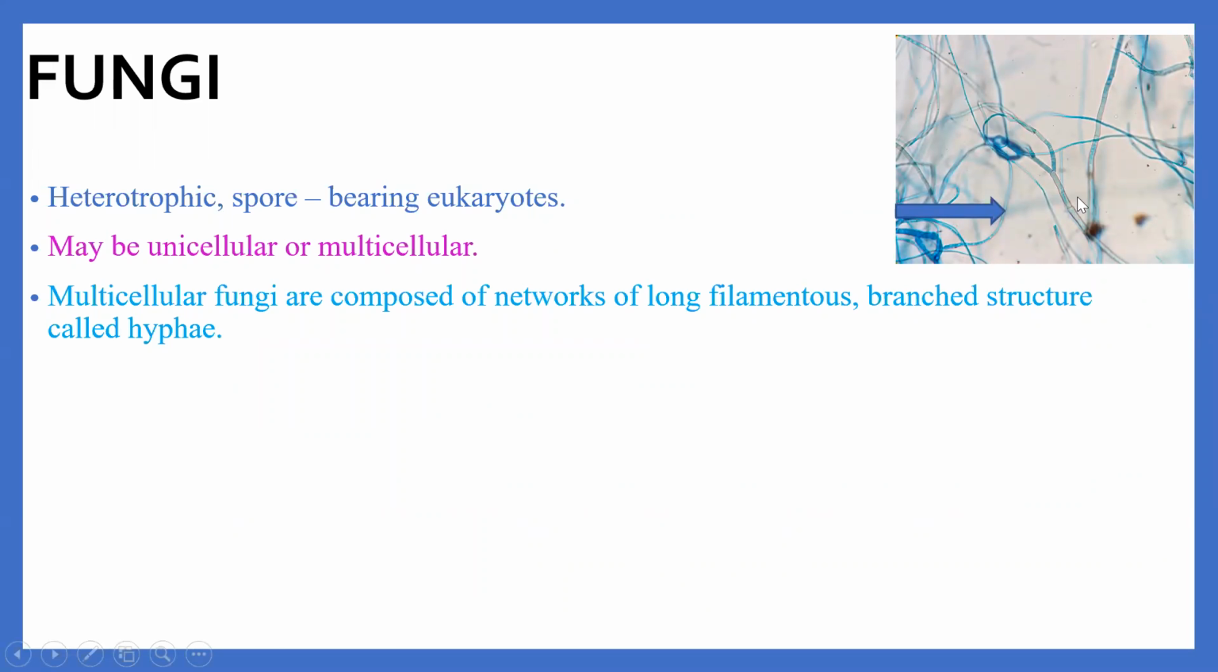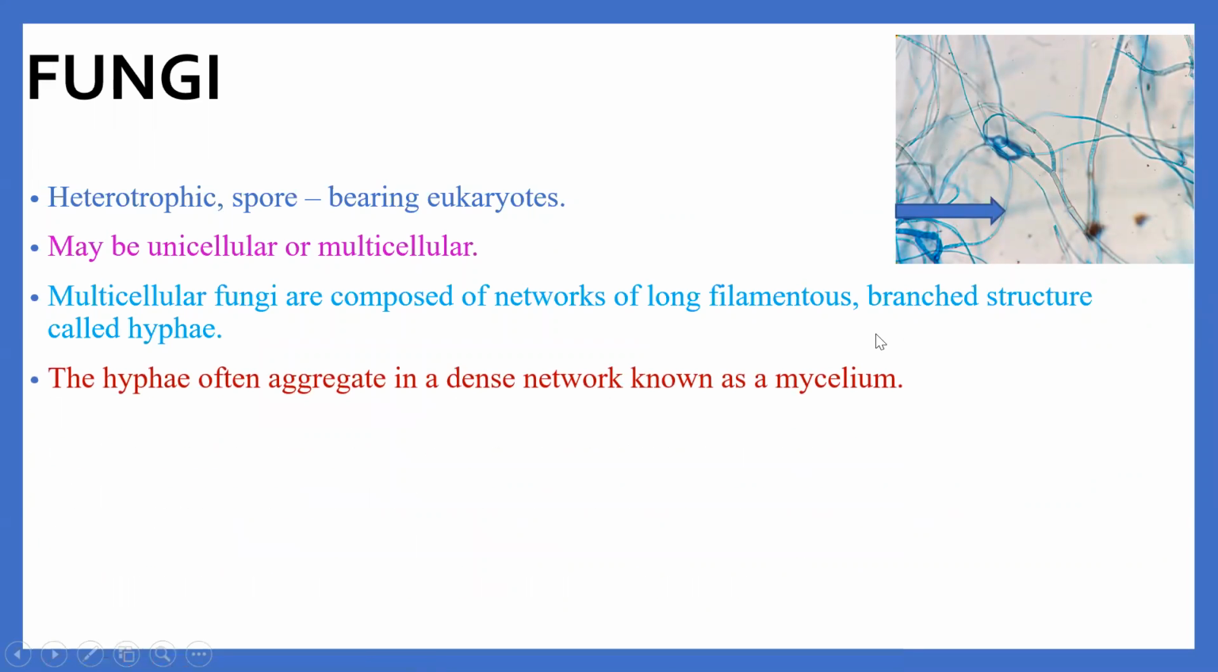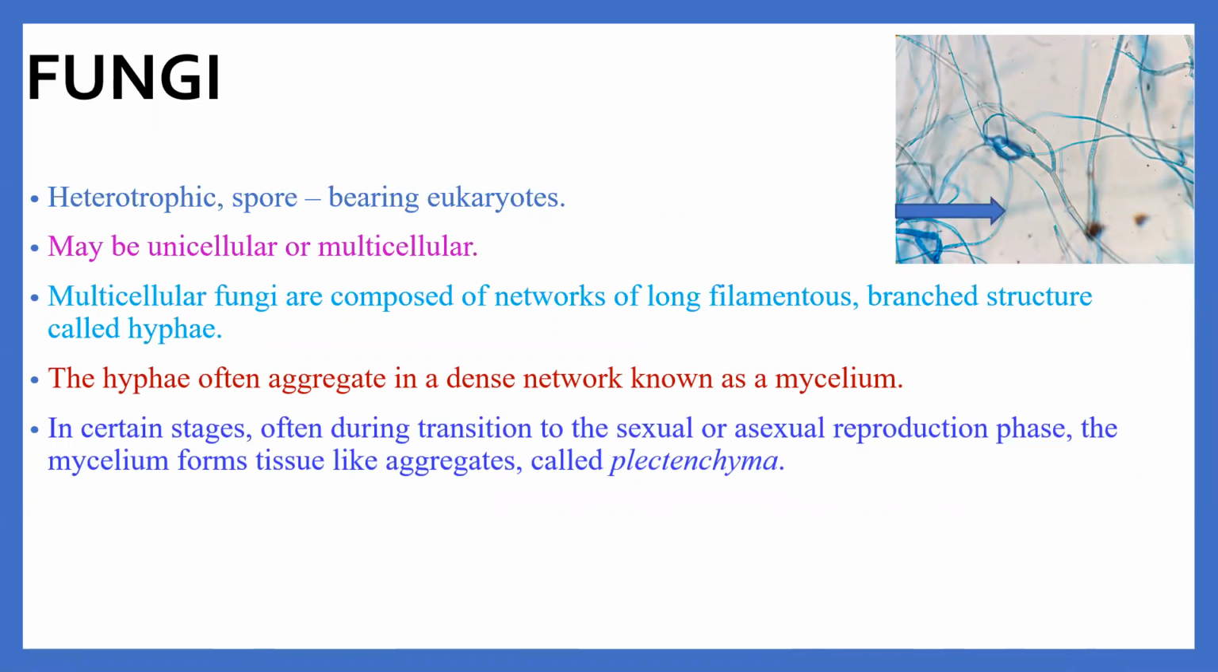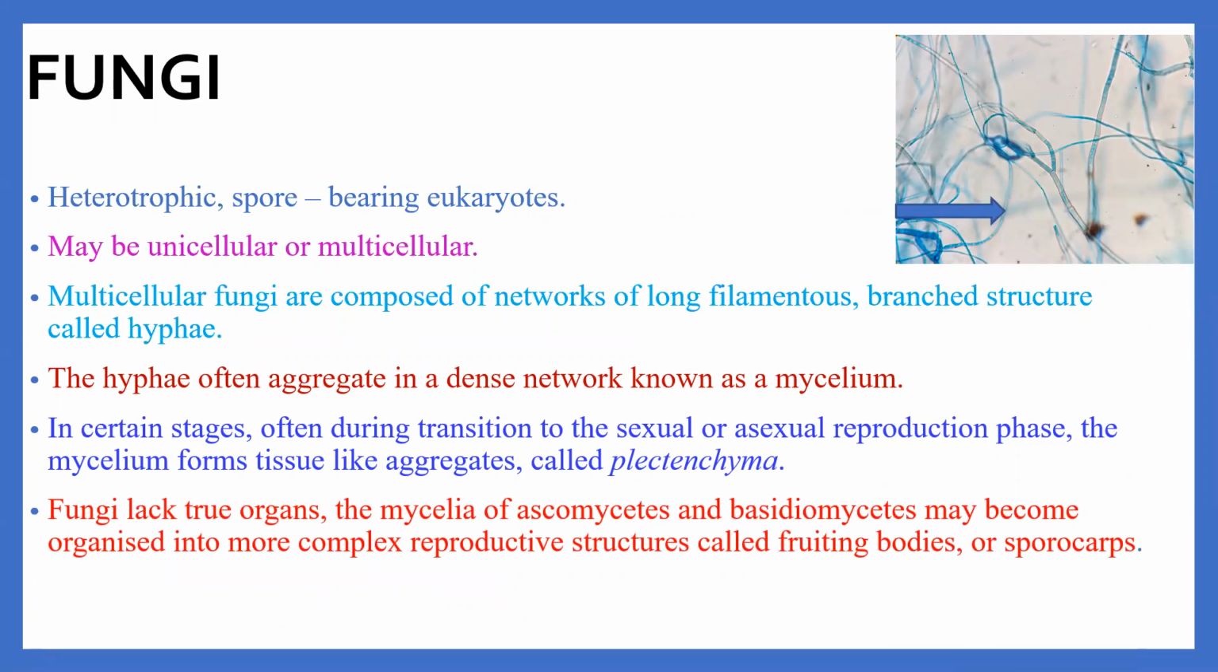Here we can see those hyphae. The hyphae often aggregate in a dense network known as mycelium. In certain stages, often during transition to the sexual or asexual reproduction phase, the mycelium forms tissue-like aggregates called plectenchyma. Fungi lack true organs. The mycelia of Ascomycetes and Basidiomycetes may become organized into more complex reproductive structures called fruiting bodies or sporocarps.